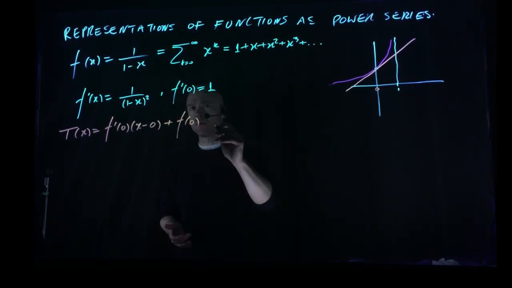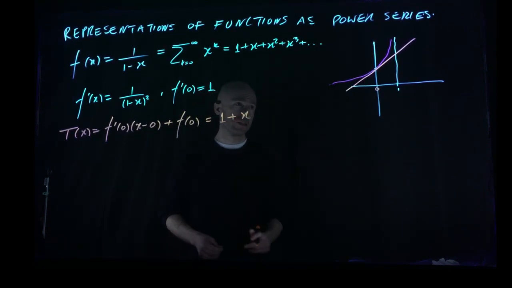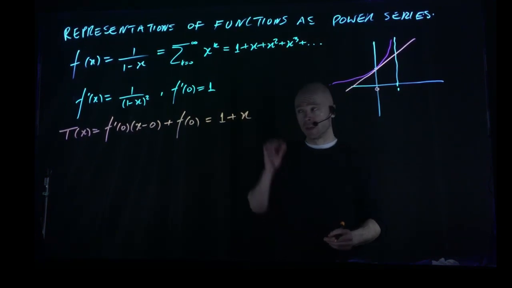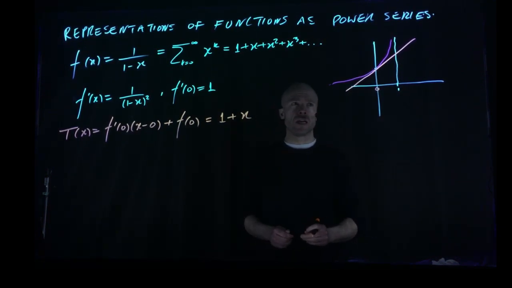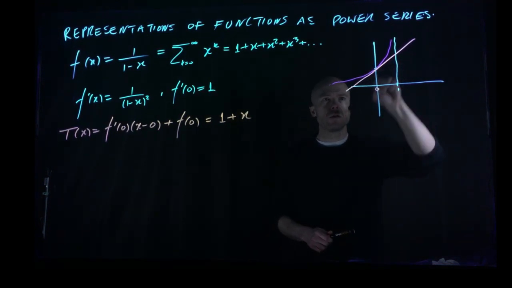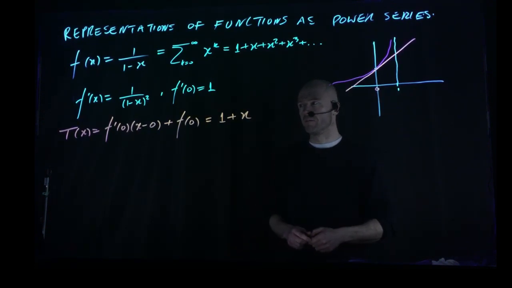We've just calculated f prime of 0 as 1. And f of 0, again, is 1. So what is this? This is just 1 plus x, and that's what it looks like on this picture. This seems to be the right thing. Okay, so that's the tangent line, and what does the tangent line do? It does a good job of approximating this function locally around the point 0 where we've taken the tangent line.